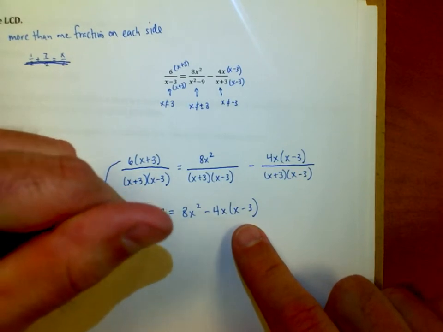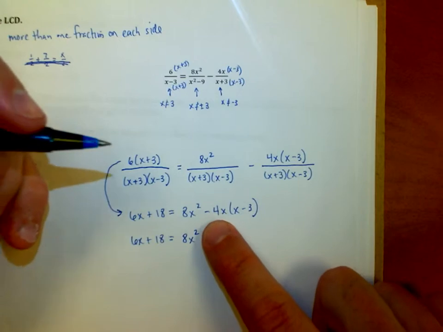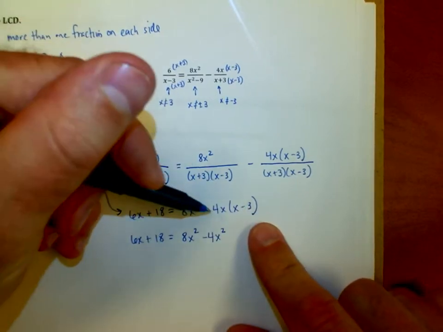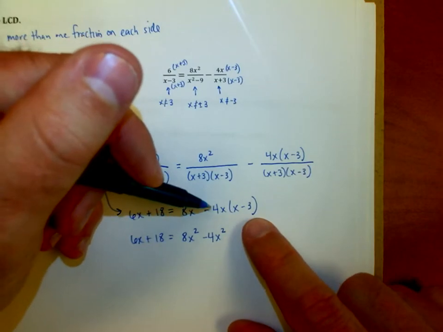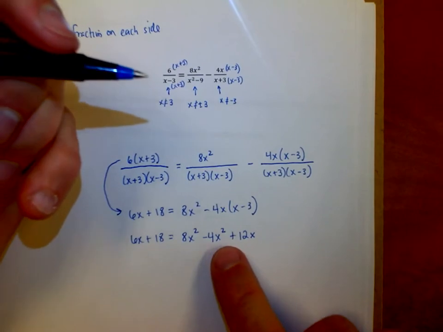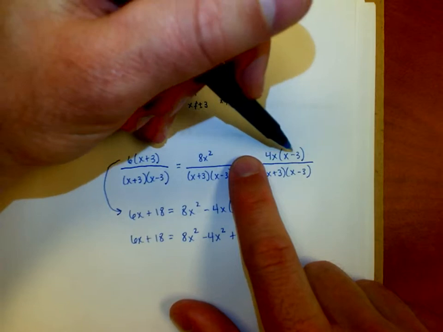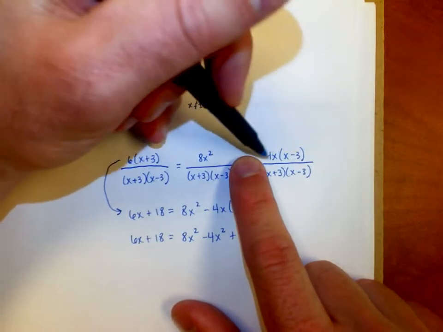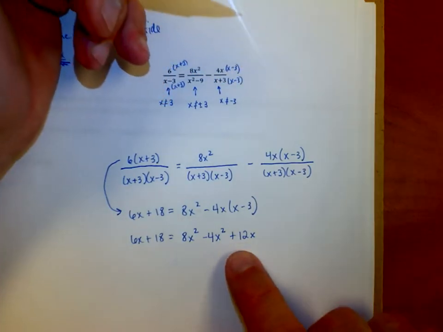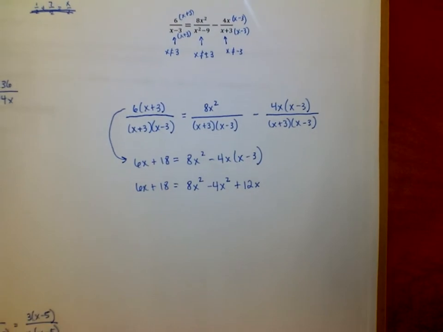The left-hand side is just 6x plus 18. The right-hand side is 8x squared. Now ready? Minus 4x times x, which is minus 4x squared, and then a negative 4x times a negative 3, which is a positive 12x. There's a tendency to mess up that sign, okay? So be careful about that, because whenever I do it this way, I see 4x minus 12, and 4x times a negative 3 is a minus 12, so I would see a negative 12x show up here, okay?